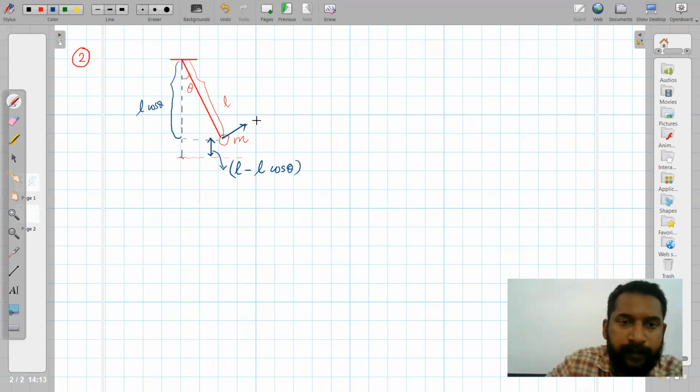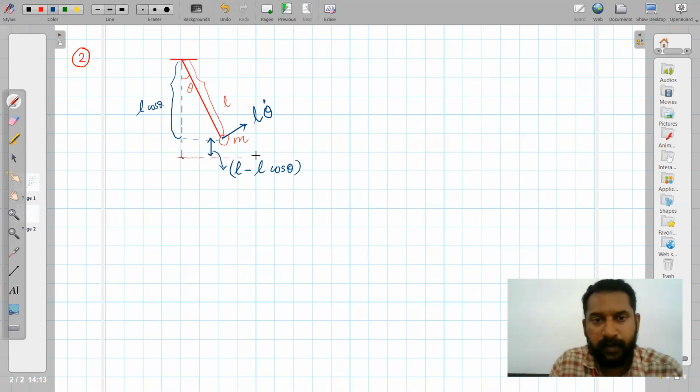And this velocity, the linear velocity when a body moves in a circular path, is r omega. Here the radius of the circle is L and omega is nothing but theta dot. Theta dot means d theta by dt. So no need to mark the forces acting on the system. We need only the velocity and the position of the mass.